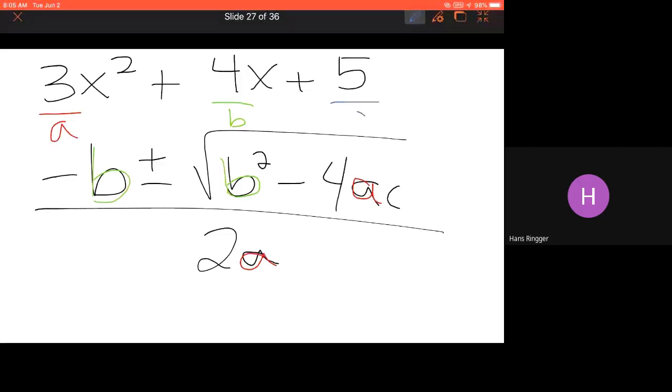So let's go to a new slide, a fresh slide, and solve this one out. We're just going to plug all that stuff in, solve away. It might be messy, but we're going to do it.